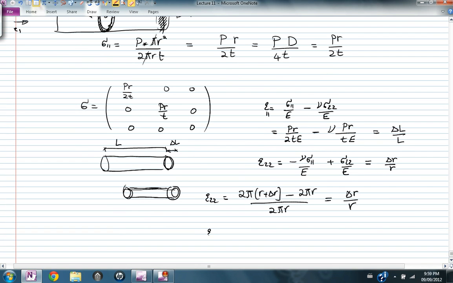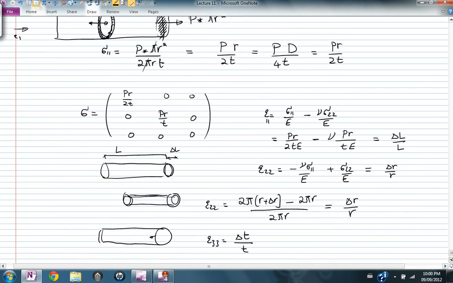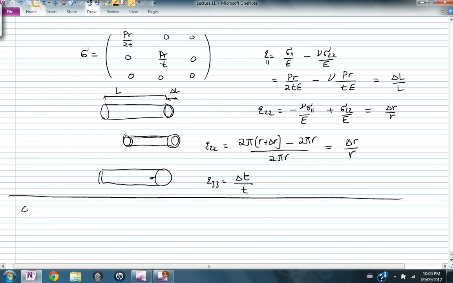And of course, epsilon 33 gives me the change, which is equal to delta T over T, the change in the thickness of the pressure vessel. This is for case 1, when the pipe is allowed to expand because it has capped ends, and the pressure is what causes it to expand. For condition 2, we have a different state. For condition 2, we have a pipe that's restrained from expanding or contracting because it's laid in the ground and the ground prevents it from expanding or contracting.